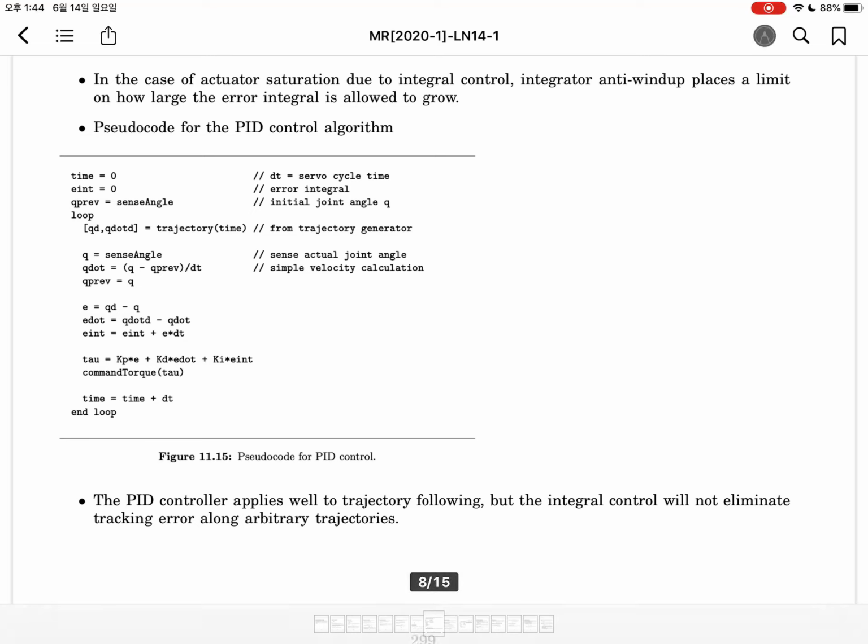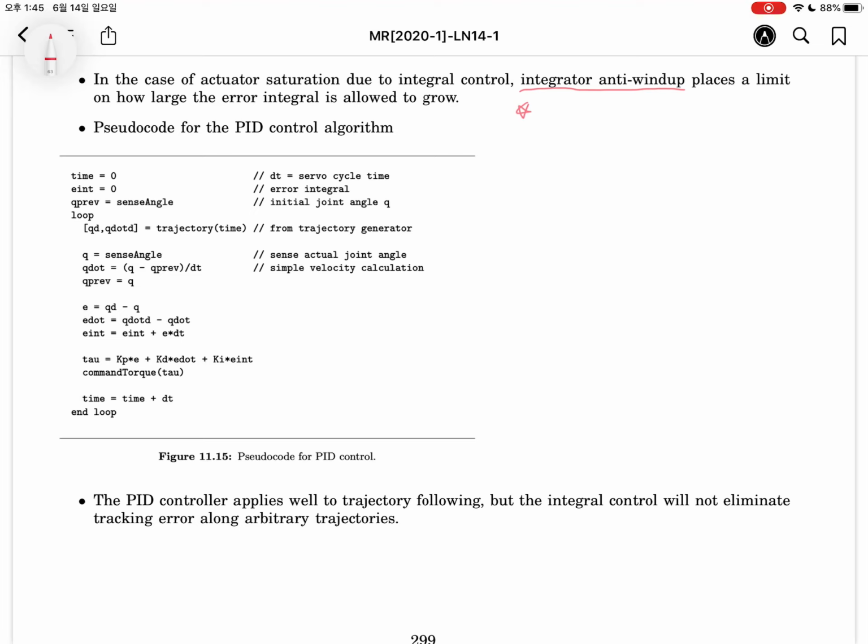The PID control has one issue: PID control can be saturated at the maximum control input level. At that time, the integrator anti-windup method can be applied. This is very well known and very effective. So you can use it if you have the saturation problem.